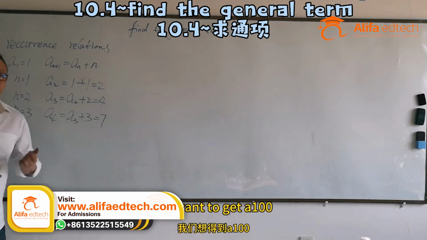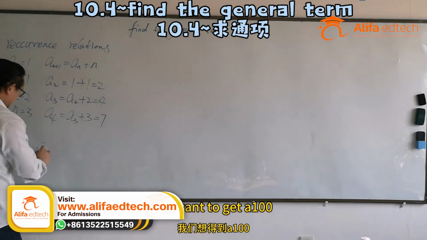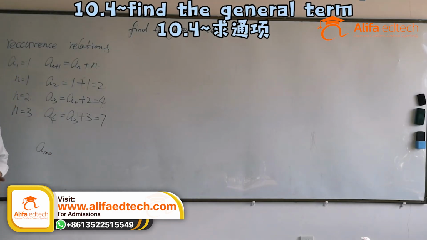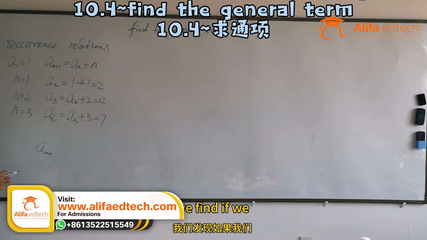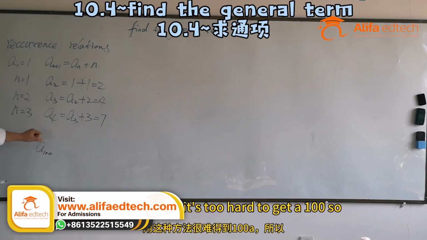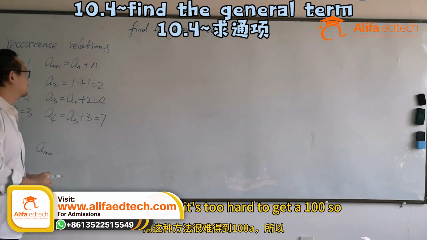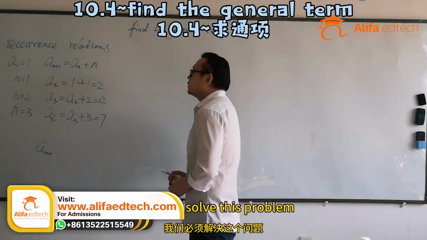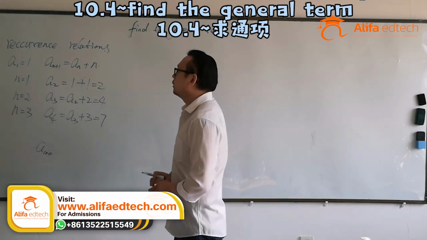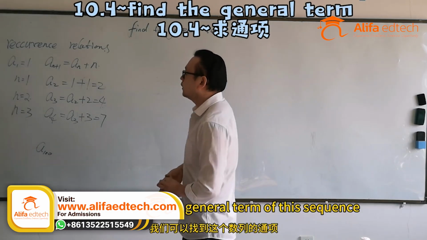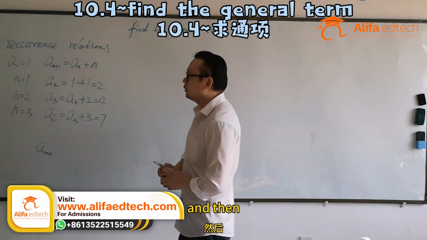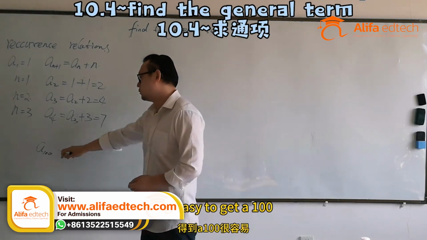But if we want to get a100, we find if we use this method, it's too hard to get a100. So we must solve this problem, and we can find the general term of this sequence, and then it's easy to get a100.